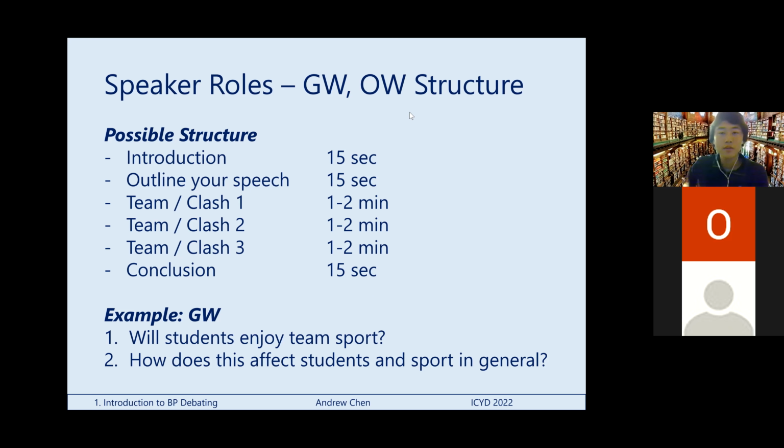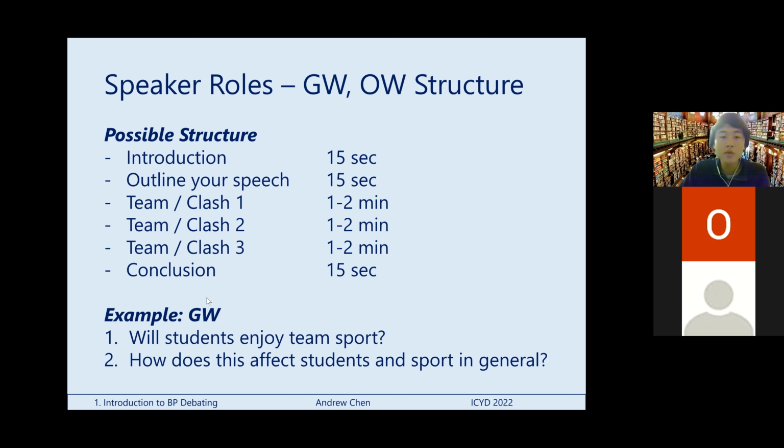Let's get back to the structure of whip speeches. So introduction, outline as usual. You probably say whether you're doing this team by team. So you might say first on OO, second on CO, third on OG. And then you'd spend some time on each team or clash. How much time you spend on it might depend on whether you're particularly trying to win that clash or how important it is to the debate. And then you finish with your conclusion.